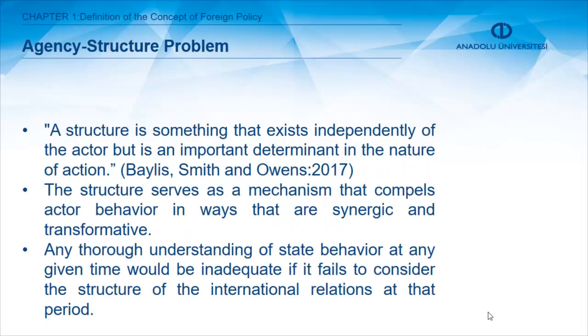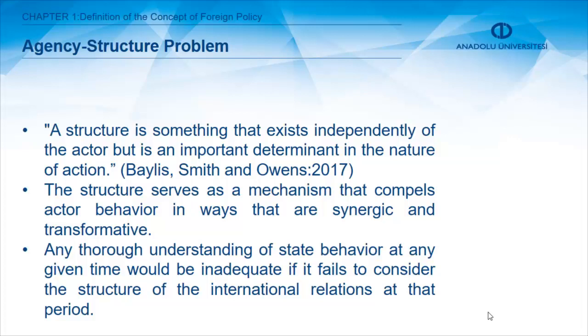Now, we can discuss in more detail the agency structure problem. Now, the agency is mostly the actor, who we assume made the decisions. And a structure is, as Bailey, Smith, and Owens defined, something that exists independently of the actor. It is independent of the actor, but it is an important determinant in the nature of action.